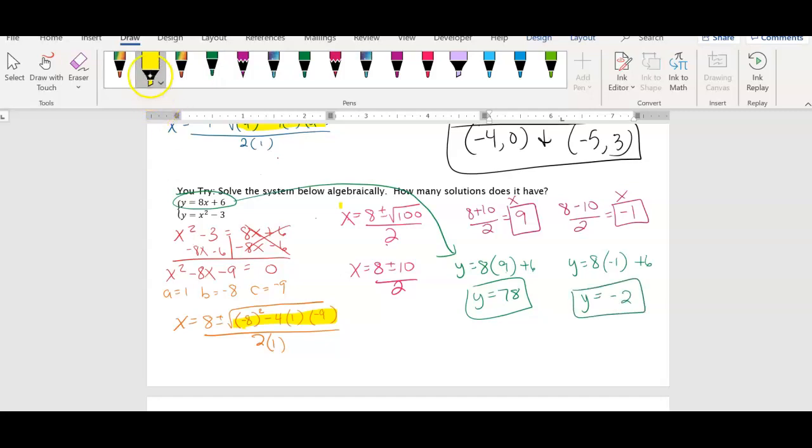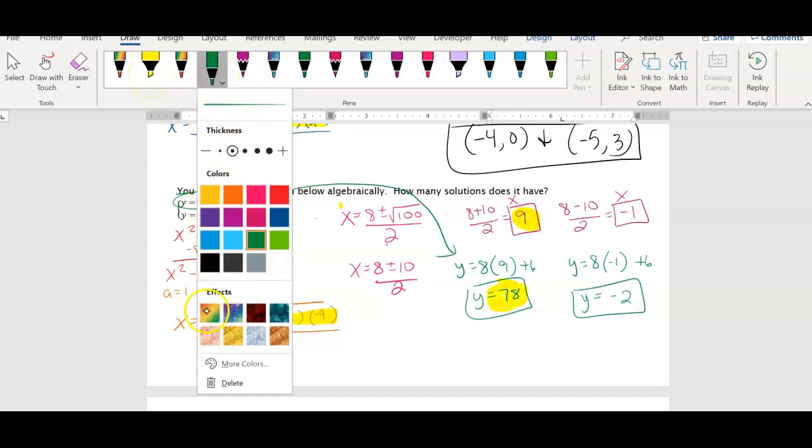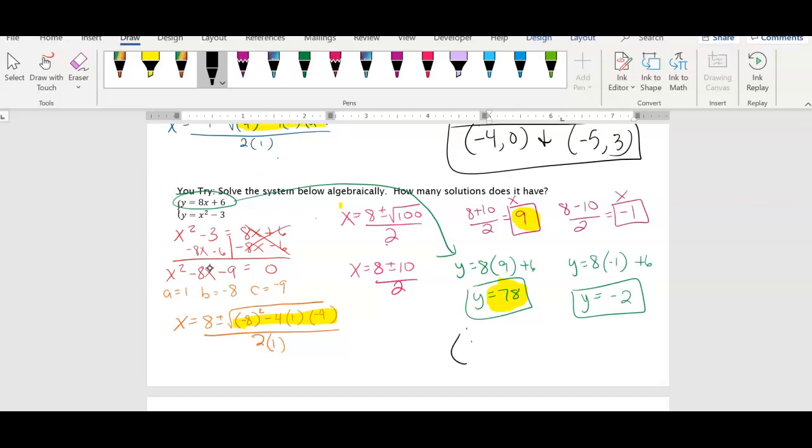So I have these two numbers that match. Those are an ordered pair. So we have our final answer of 9, 78. And my second numbers that match, our x value and the y value, that are an ordered pair, negative 1 and negative 2. And that concludes this lesson.